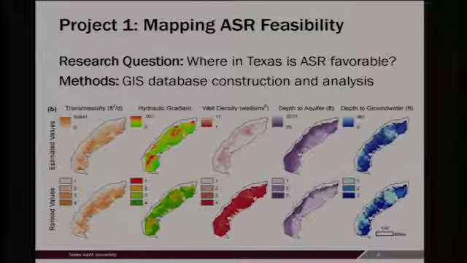And in order to do this, we essentially took existing data from a wide array of sources. I think the data compilation part of this took us the longest of any of it. And we constructed a GIS database here and then came up with an algorithm to analyze which areas would be better for ASR than others.